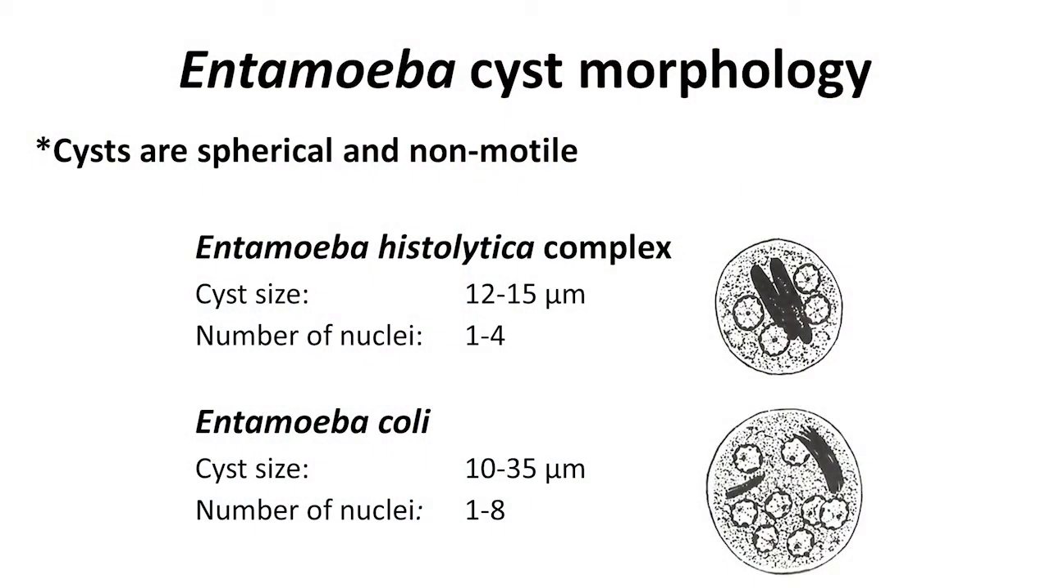You never see uneven numbers of nuclei because the nuclei work by binary fission. So if you're only seeing 3 or 5 nuclei or something like that, you're not actually seeing them all, because there should be 1, 2, or 4. They divide by binary fission, so there's always even numbers.